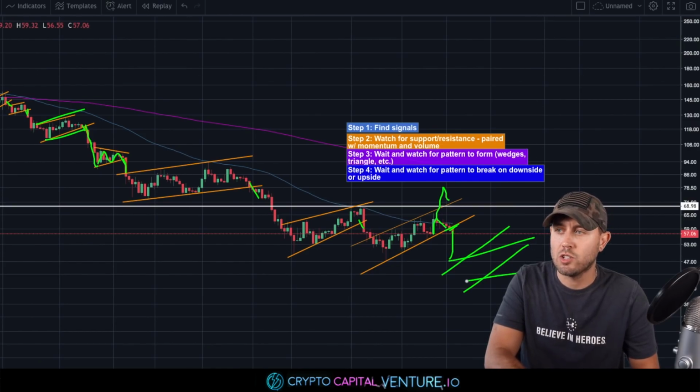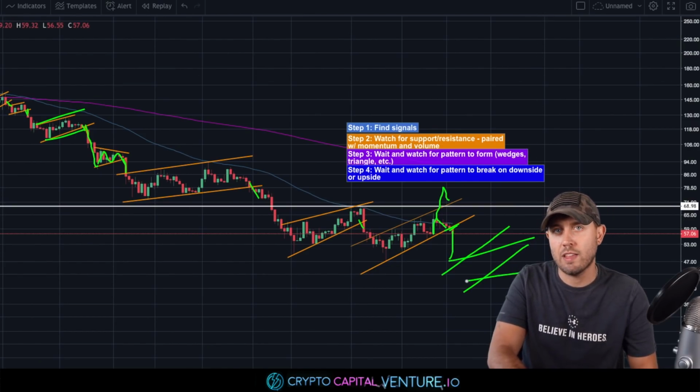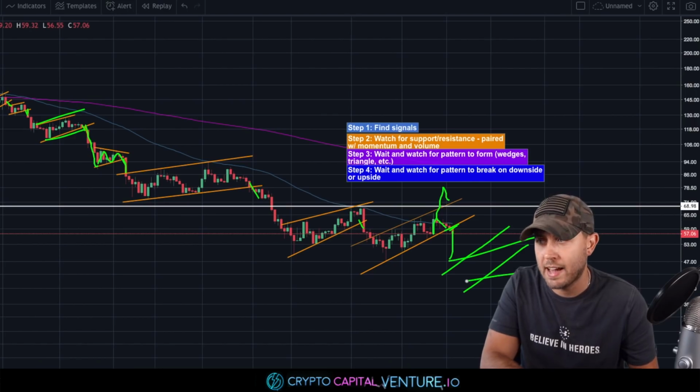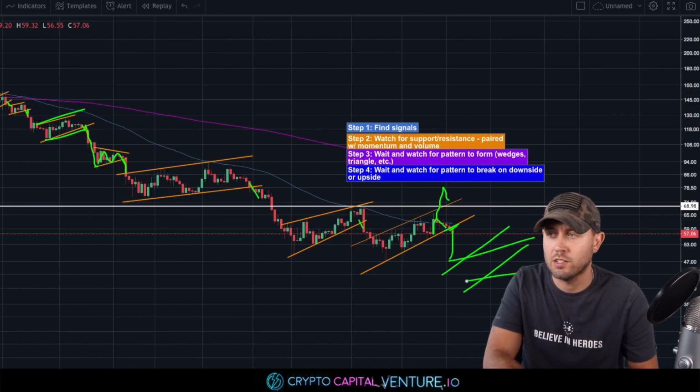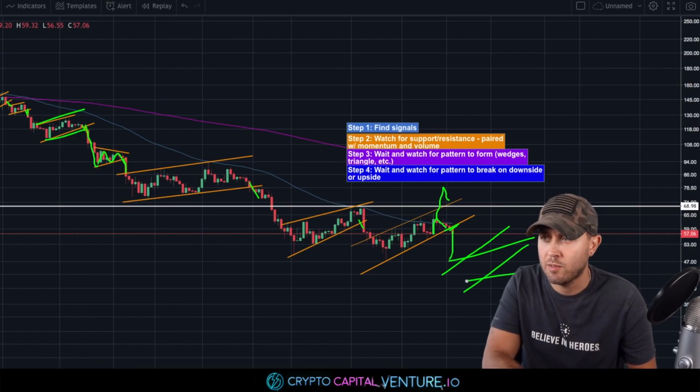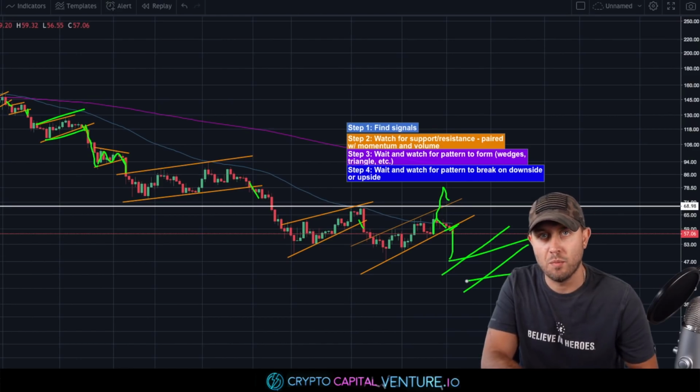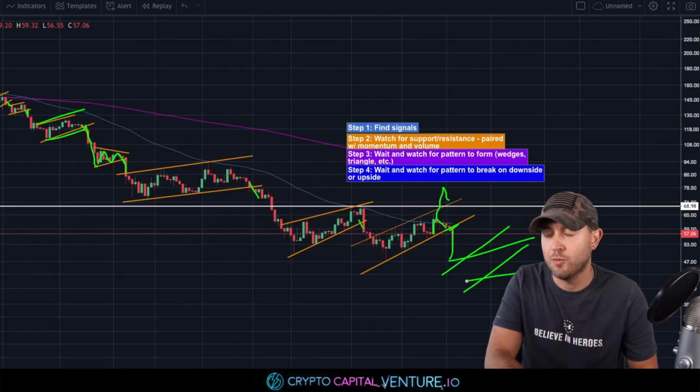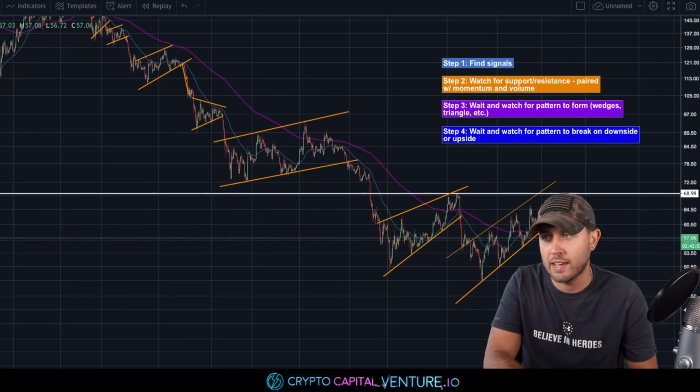So we can talk about this. That's the pattern that we're waiting for to form next, now that we broke the downside of the current trend that we've been in. And then from there, we're going to simply wait for that new pattern to break on the upside or downside. It's just the same story being told over and over again.